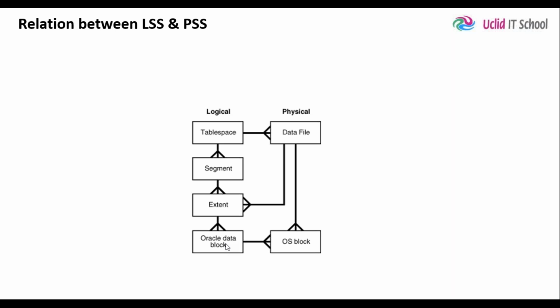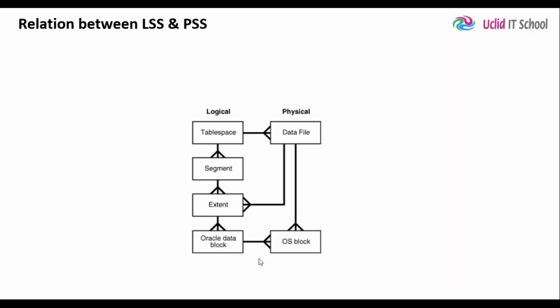Does it have to be always 2 kilobytes? No. Oracle Database supports different block sizes. The minimum is 2 kilobytes: 2 kilobytes, 4 kilobytes, 8 kilobytes, 16 kilobytes, 32 kilobytes. These are the block sizes supported. By default, when you create the database, if you don't specify the Oracle data block size, the default is 8 kilobytes.